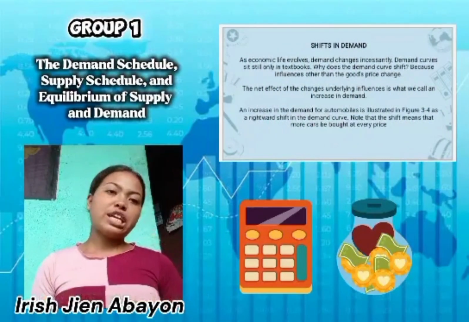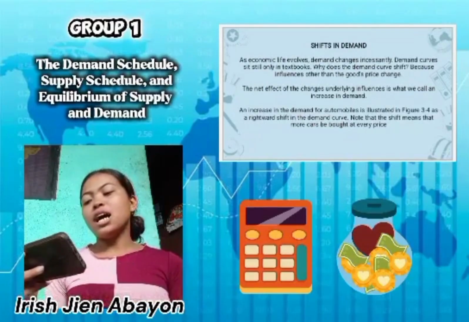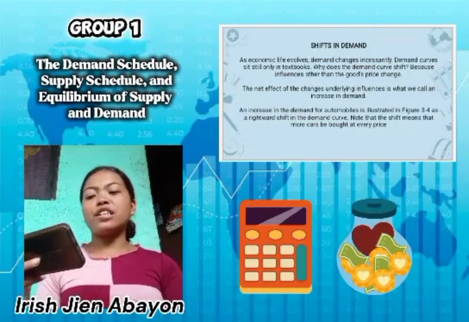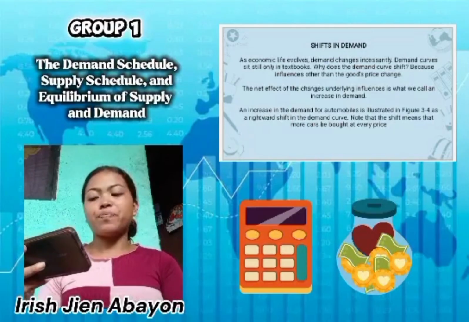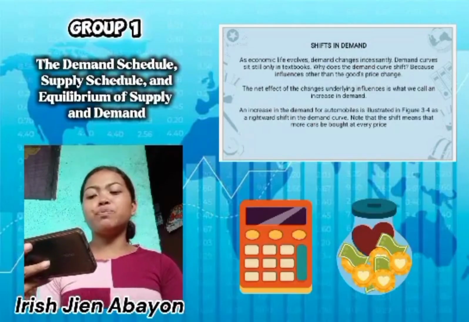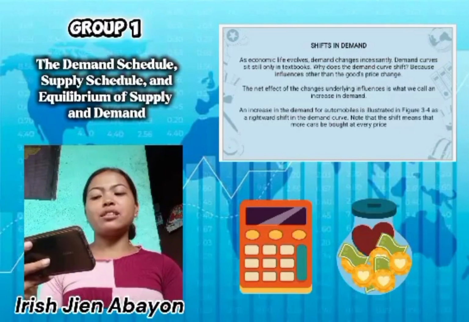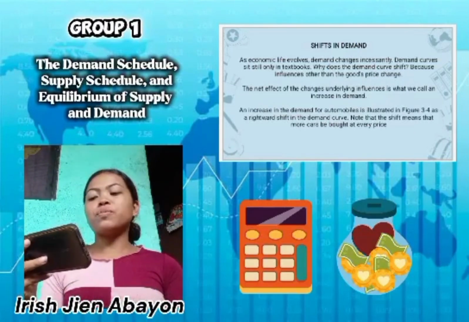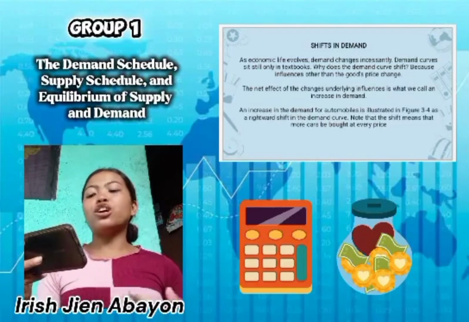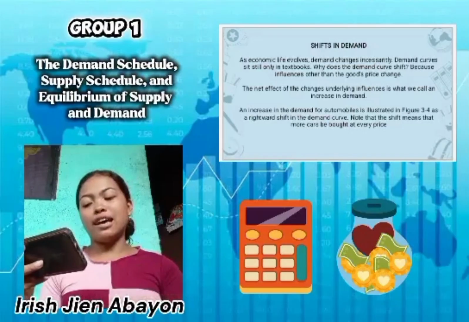We have shifts in demand. Demand can change even if the price stays the same. When factors other than price, like income or preferences, change, the whole demand curve moves. If demand increases, the curve shifts to the right. If it decreases, it shifts to the left.